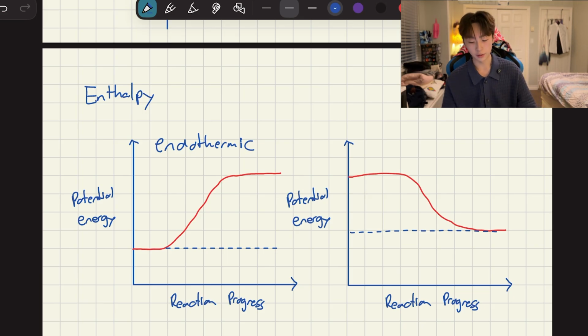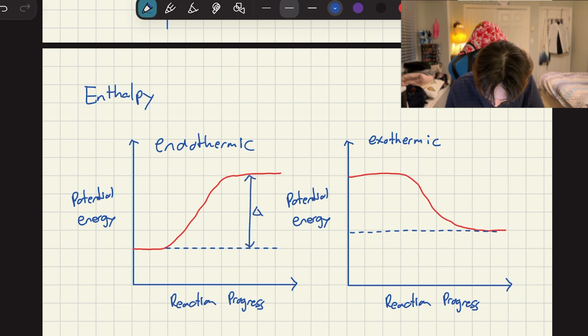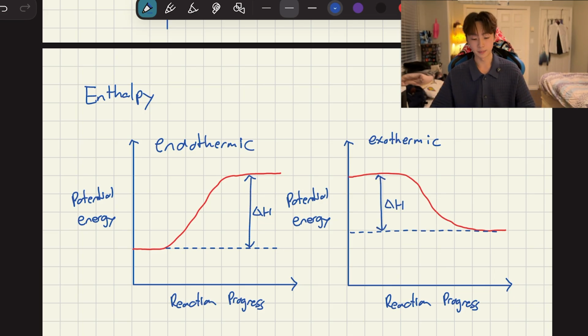And on the graph on the right, we see that it goes from a higher to a lower potential energy. So it released heat or energy. So this one is exothermic. Now the difference between the two potential energies as the reaction progresses, that's known as your delta H, or your enthalpy change. So this is delta H, and so is this. It's also known as the heat content.